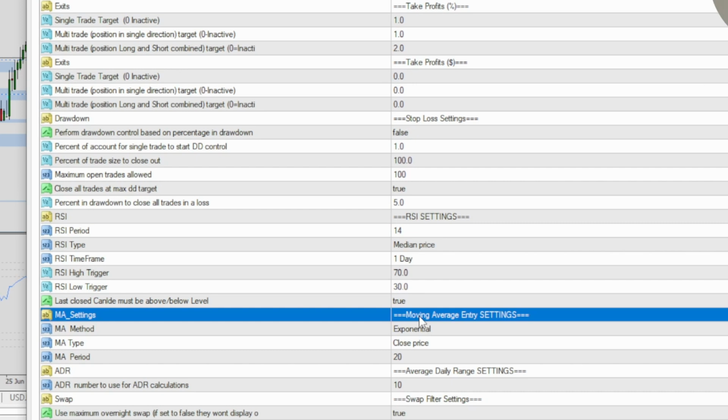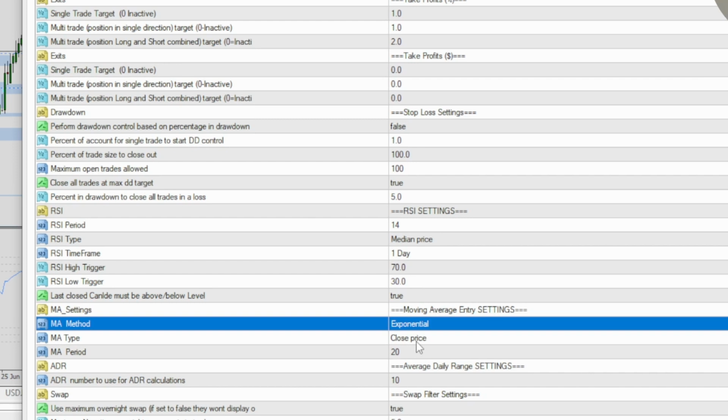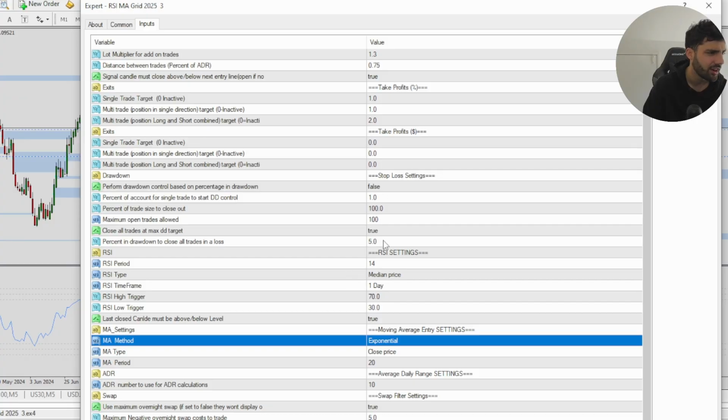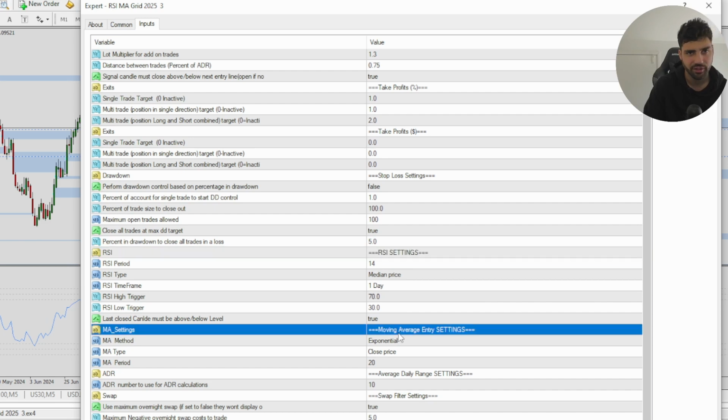RSI is our first entry criteria, and the next settings will be our next entry criteria. So as I said before, whatever chart you have this running on will be what moving average cross it's looking at. So if you have it on the M15 chart and you have the 20 exponential moving average at the close, then you'll get your first entry. So these are our entry settings. RSI, higher time frame, moving average cross, lower time frame.